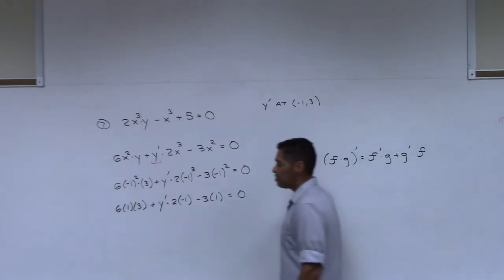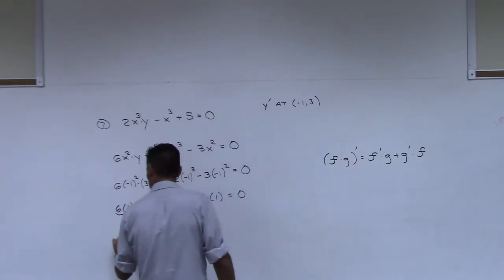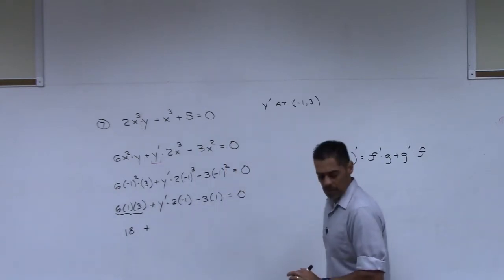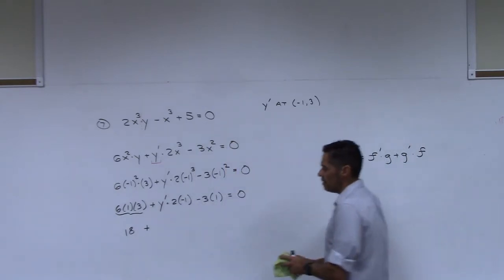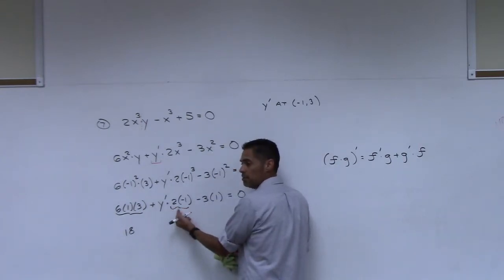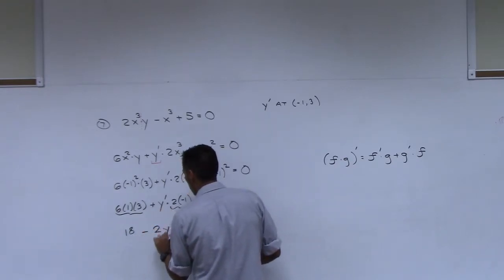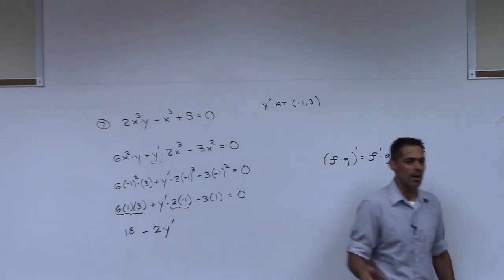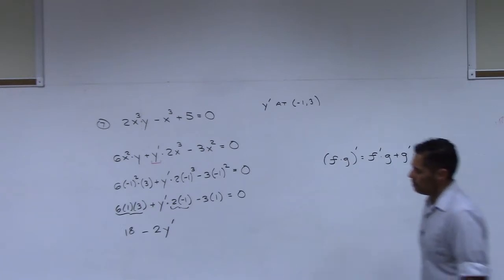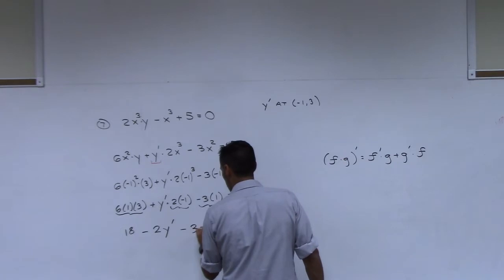Now let's do multiplication. 6 times 1 times 3, 18. Plus, actually, let's not make that plus. Let's make that a minus. Because this is going to be negative 2, isn't it? That's negative 2 times y prime. So I'm going to write it as negative 2y prime. So I switched the order. I put the 2 in front of the y prime. And then what's my last term there? This right here? Minus 3 equals 0.